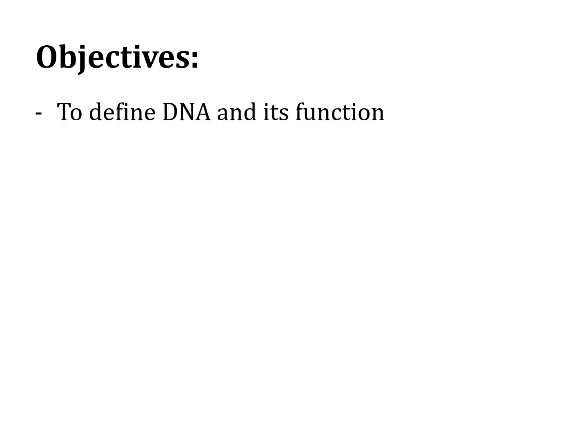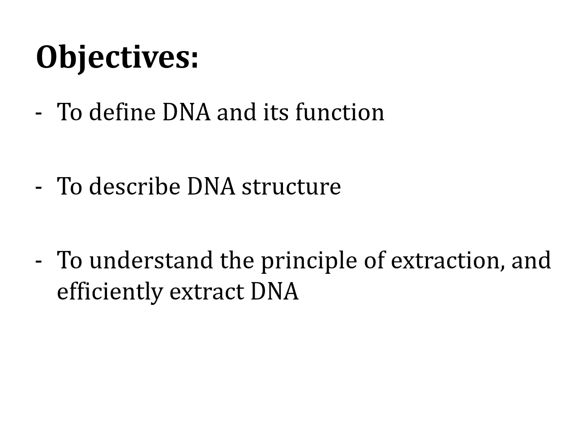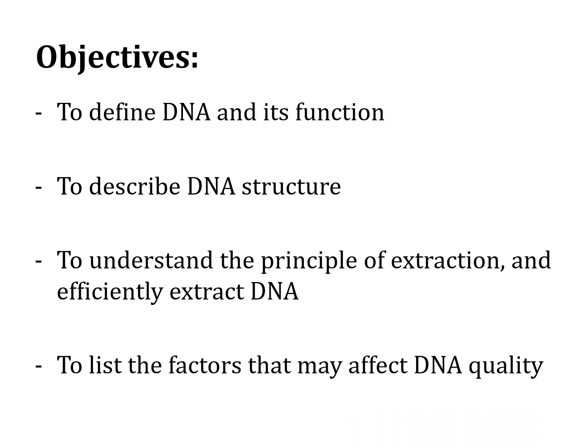So we have 4 objectives for today. The first objective is to define DNA and its function, which you have pretty much covered in the theory part, in the lecture part. The second is to describe DNA structure. This was also covered in the theory part, but we'll go over it quickly. The third goal for today is to understand the principle of DNA extraction. How does it work? What is used to extract DNA? What is the background theory behind it? And to efficiently extract DNA. How can we do that efficiently? The fourth is to list factors that may negatively affect DNA quality. So environmental factors, for example, that can affect the quality of the DNA that we obtain at the end of the extraction.